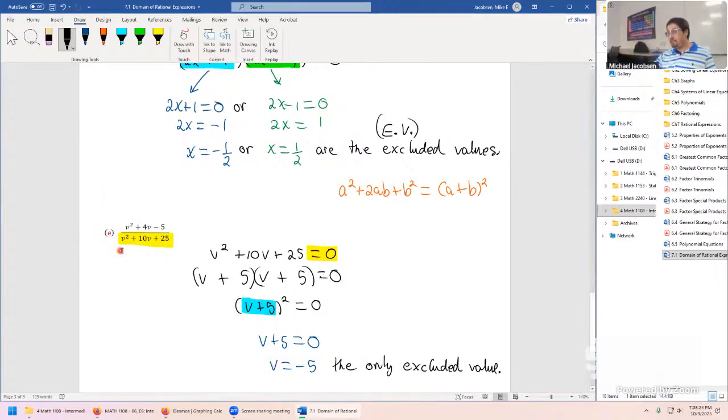So anything can happen if it's degree 2. There could be no excluded values, or a unique excluded value. This happens only when it's a perfect square quadratic like this one here. Or it could be 2 distinct excluded values. That's the more typical case that we saw in the notes.